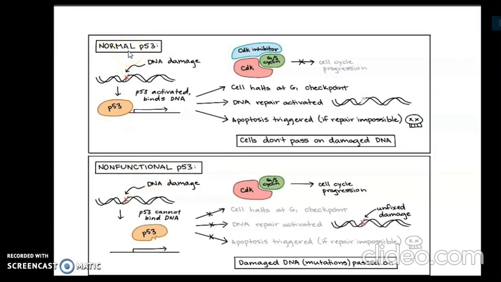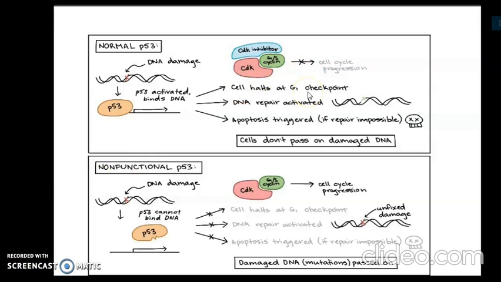In normal p53, it detects the DNA damage and acts at the G1 checkpoint, controlling the G1/S transition, where it blocks the cell cycle progression in response to the damaged DNA.